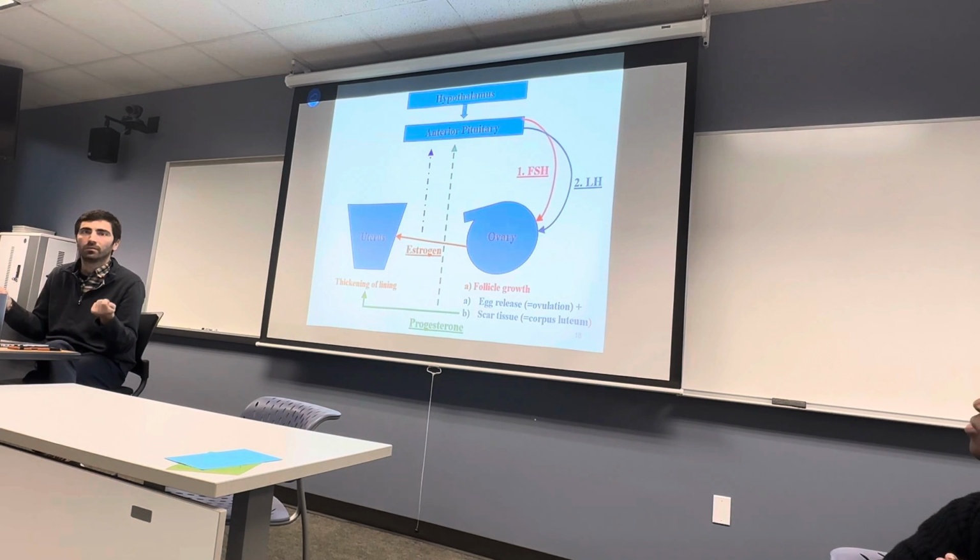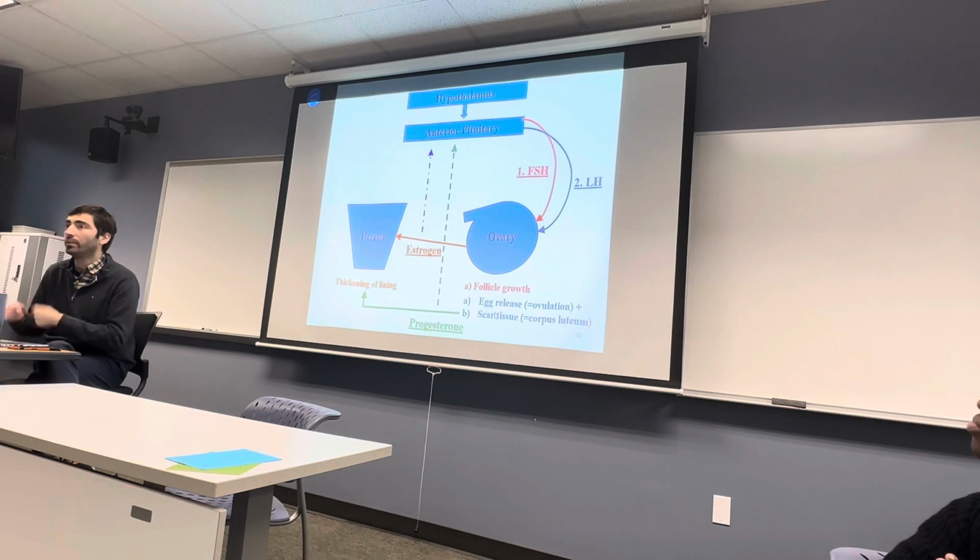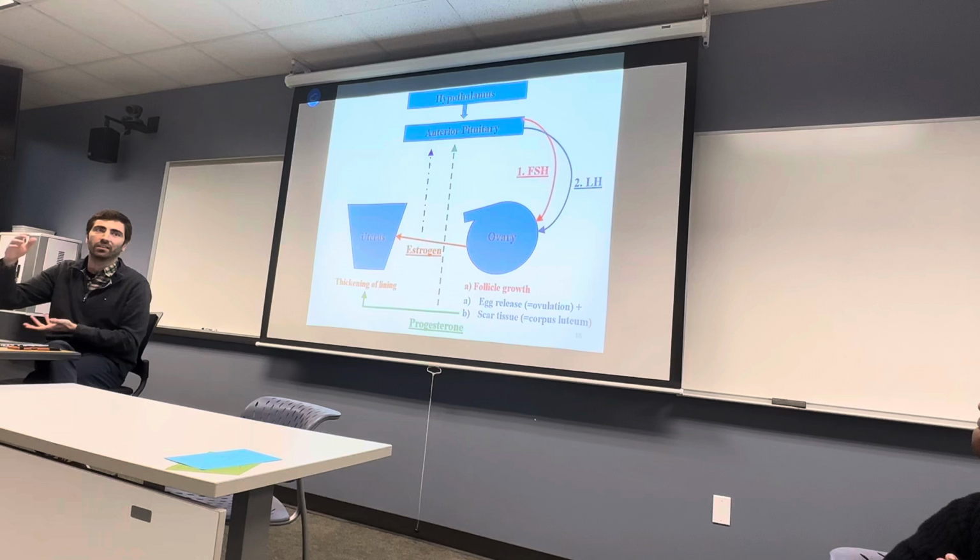Progesterone. Yeah, progesterone. So the corpus luteum makes progesterone. No corpus luteum, no progesterone. No progesterone, no negative feedback on the anterior pituitary. Now we can start making FSH and LH again, and you can start to see a cycle start to form.